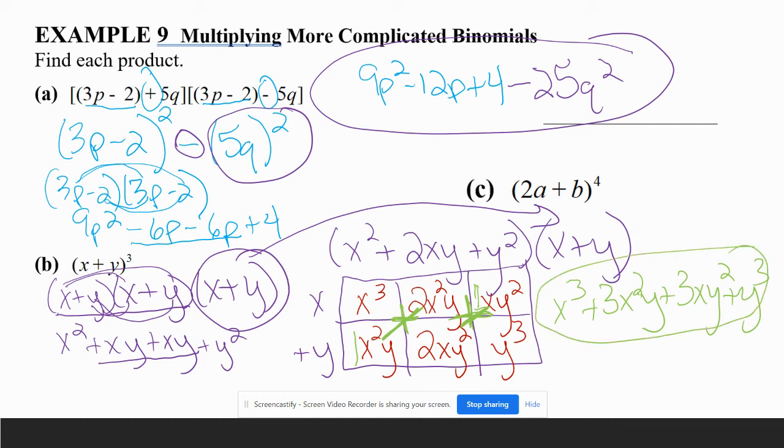This would be our polynomial. It is in standard form. X comes before y in the alphabet, and x goes in order from greatest to least. This is a third degree polynomial, and there are 1, 2, 3, 4 terms, so there is no special name for this.